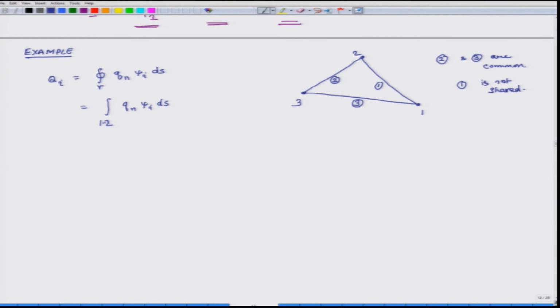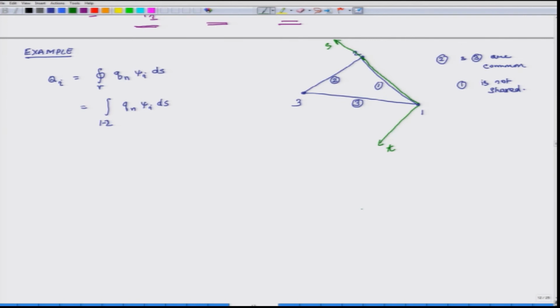In that case, what will be my S axis? The S axis goes from 1 to 2. So, this is my S axis, right? It goes from 1 to 2, and the T axis is normal to it. So, this is my T axis. I have just shifted the node. So, node 1 is this node.